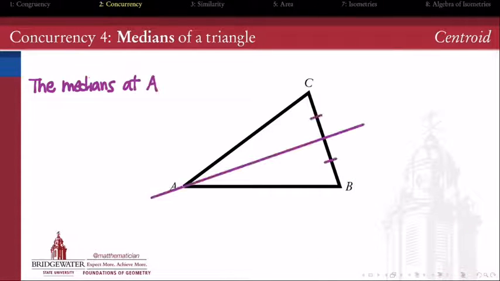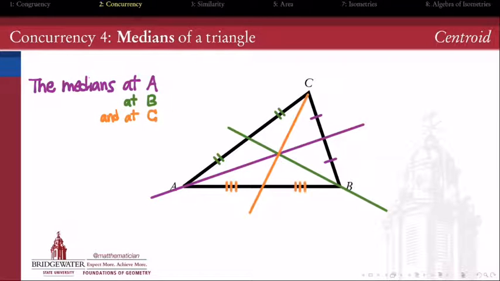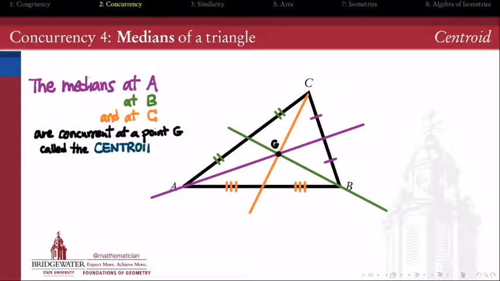If I take the median of this triangle passing through the point A, and therefore bisecting the side BC, the median at B, which bisects the side AC, and the median at C, which bisects the side AB, then we're going to show that those three medians are concurrent. They meet at a single point. I'm going to label it G. And that point G is called the centroid of the triangle ABC. Again, just like the orthocenter, there isn't a particular circle that has the centroid as its center and has some nice friendly relationship with the triangle.